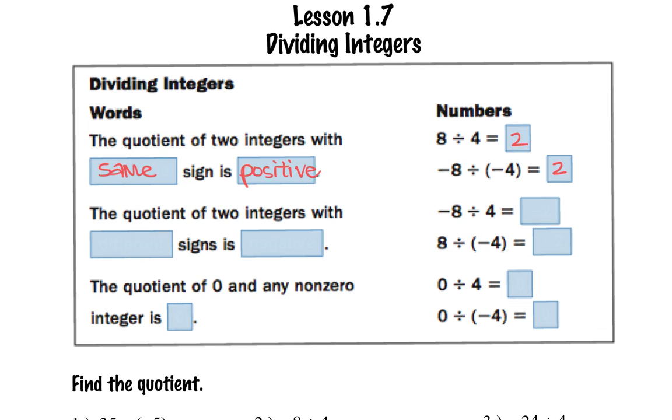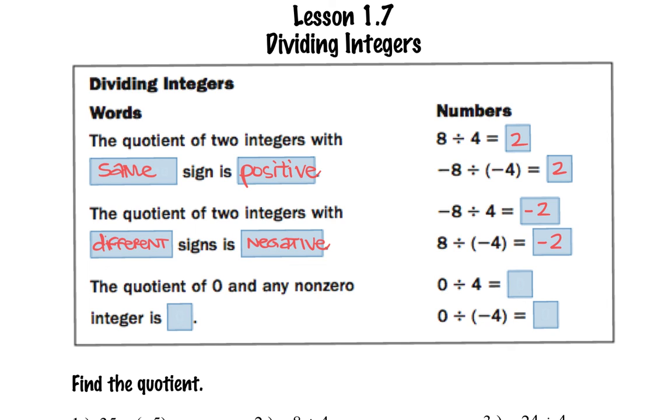And then the quotient of 2 integers with different signs is negative. And again, just like with multiplication, it doesn't matter which one's positive and which one's negative. If one of them is positive and one of them is negative, the answer will always be negative. So negative 8 divided by 4 is negative 2, and 8 divided by negative 4 is also negative 2.